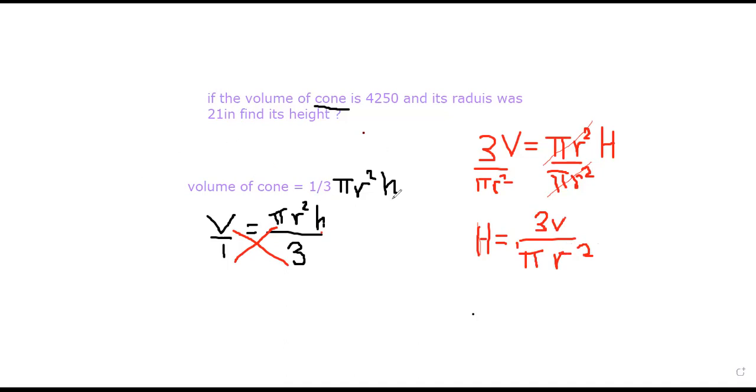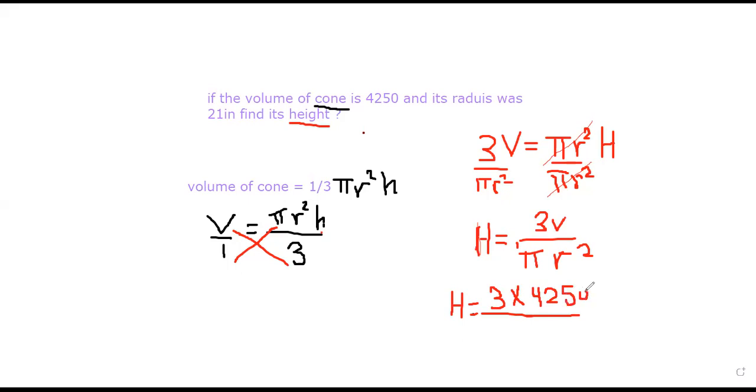Okay, so first of all, we will write the formula, and then we will go back and look for which variable he wants to calculate. So in this question, he wants to calculate h. So we will write h equal 3V over pi R square. Then h will be equal 3 times, what is the value of V, grade 8? What is the value of V in this question? It was 4250.